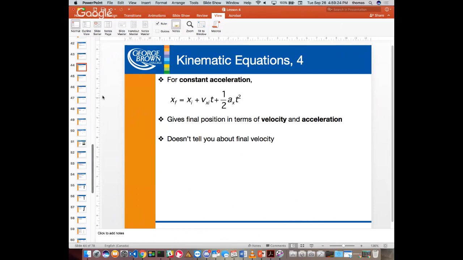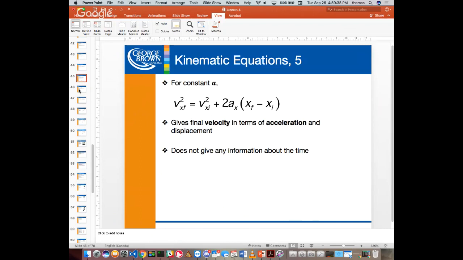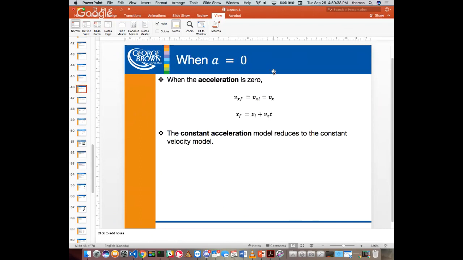So the final velocity is 0? No, well, you could still use it. You could still use that. You would use it where the final velocity is 0. Well, let's keep going.